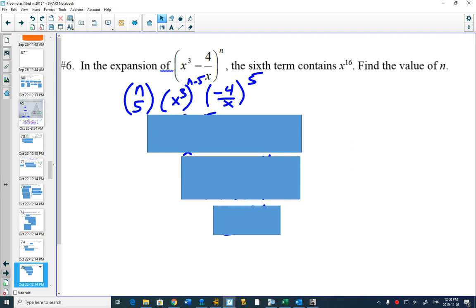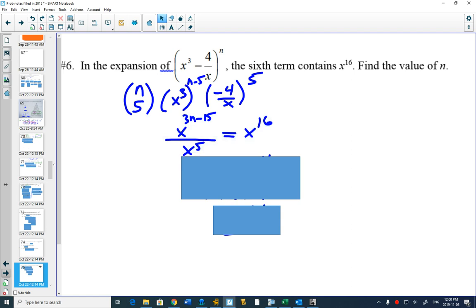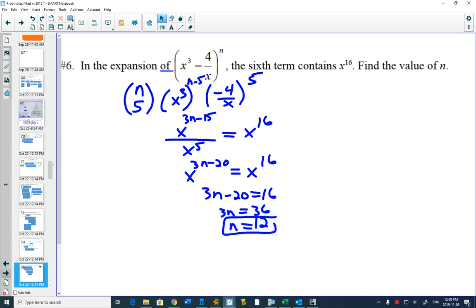So using that same idea, we can ignore the coefficients, and then solve for n. Multiply both sides by x to the 5, or subtract on this side. Blah, blah, blah. n is equal to 12.